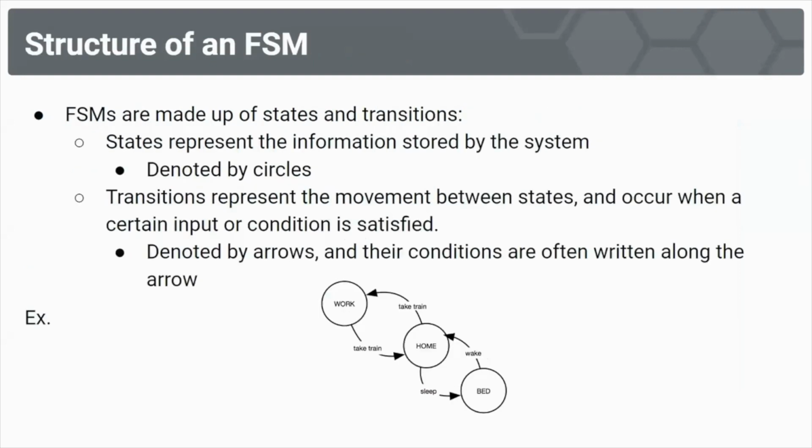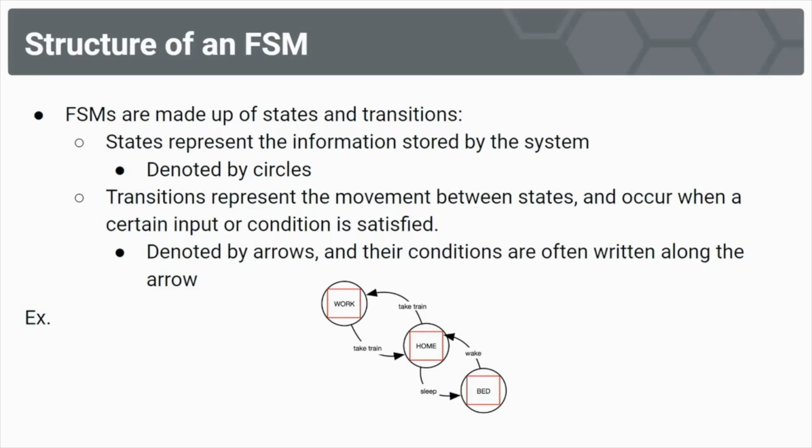So the structure of an FSM is made up of states and transitions. States represent the information stored by the system and are denoted by circles. Take, for example, the FSM we have below, which models the different states that a person might go through in a typical day. Home, work, and bed are three different states that are modeled in this finite state machine and are denoted as the circles that you see below.